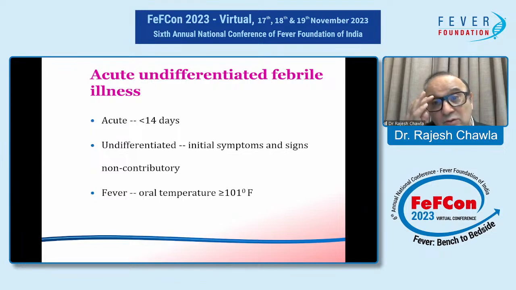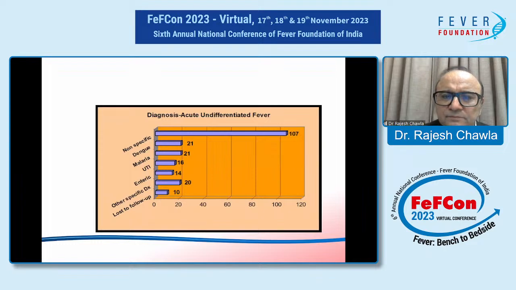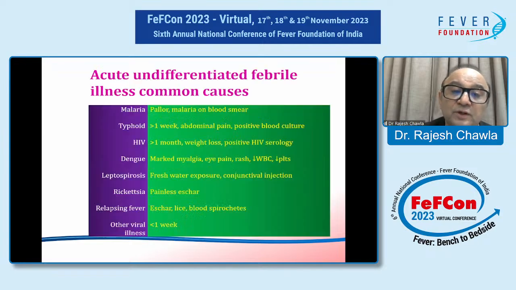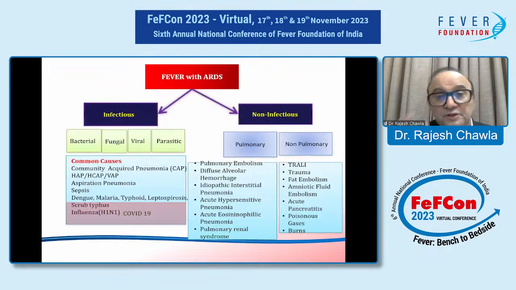So let's first talk about acute undifferentiated febrile illness. Usually less than 14 days, undifferentiated, fever more than 101. In one of the studies, they found that in most of the cases, 107 in this study, the illness was non-specific. And of course, the tropical infections were common. These are the common causes of undifferentiated febrile illness: malaria, typhoid, HIV, dengue, leptospira, rickettsia, and other viral illnesses.